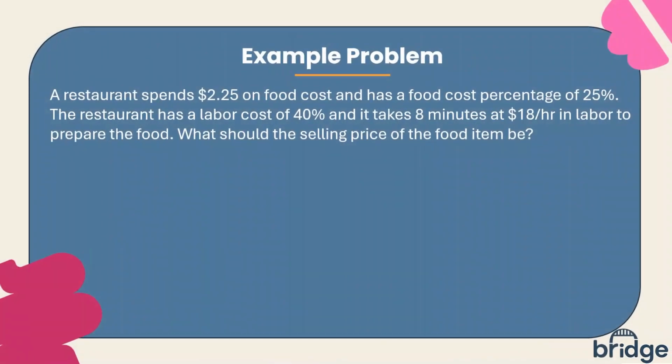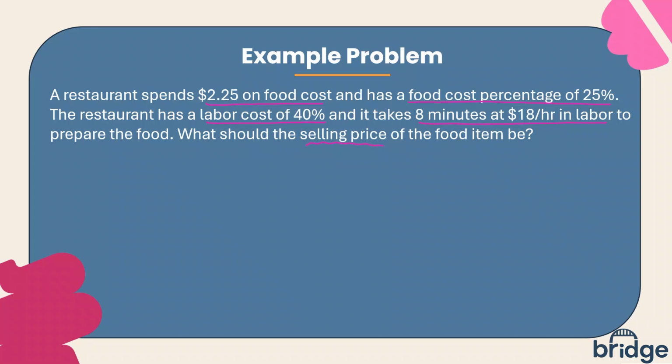One more little thing involved, and if you've ever found this confusing, you are not alone. I remember clearly struggling with questions like this during my own RD prep. So we're going to break it down clearly. In this problem, we have a restaurant spending $2.25 on food costs, and they have a food cost percentage of 25%. They have a labor cost of 40%. It takes 8 minutes at $18 an hour in labor to prepare the food, and we're trying to figure out the selling price here.